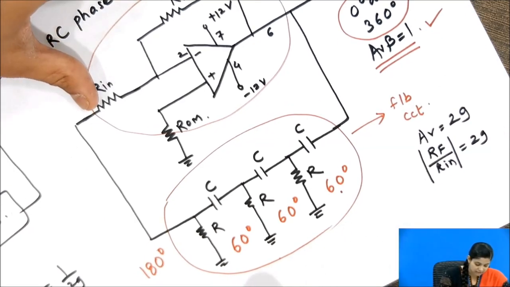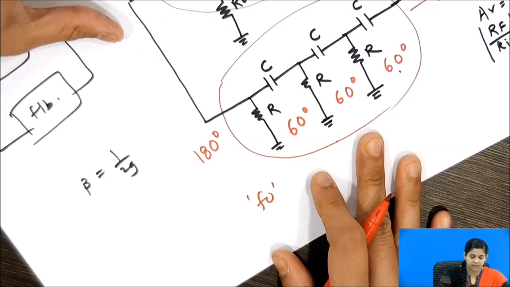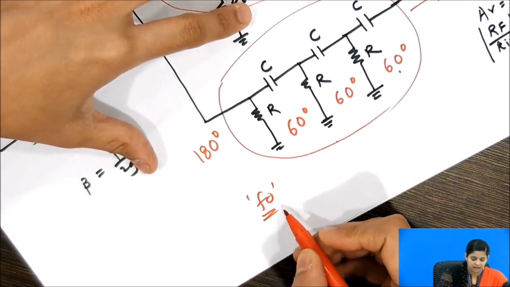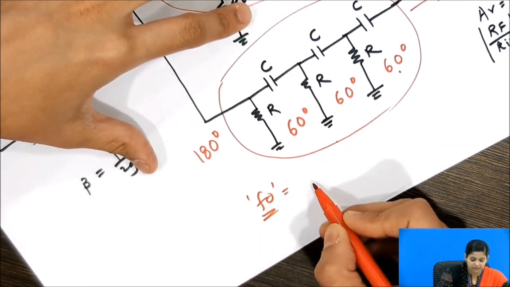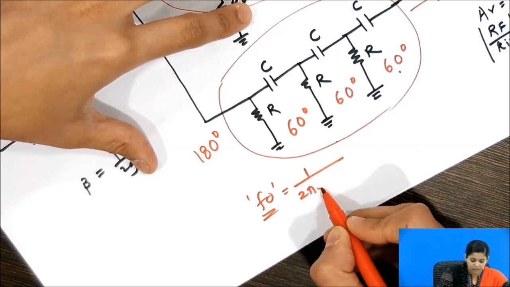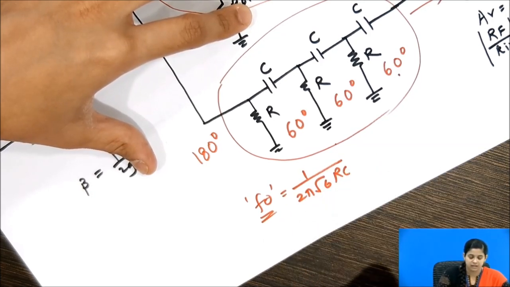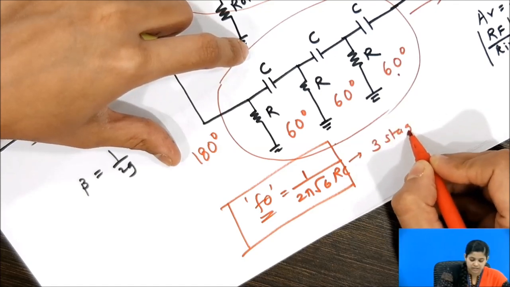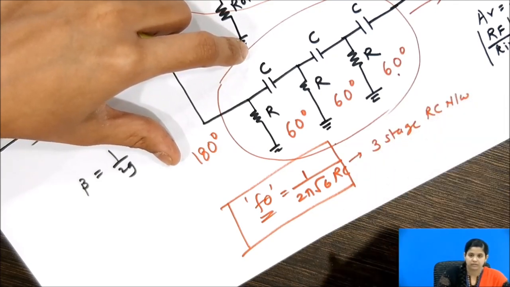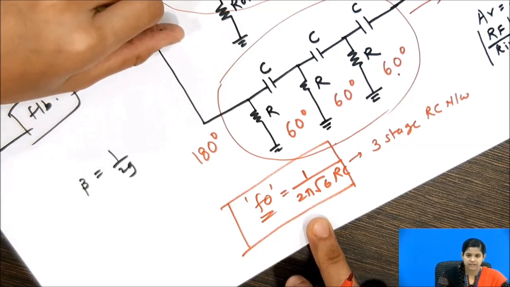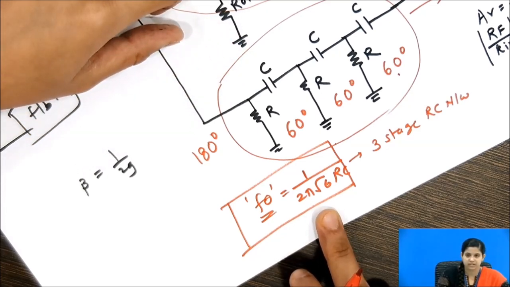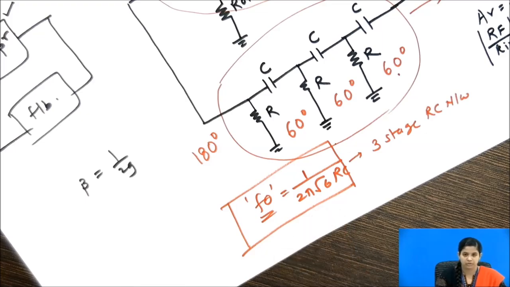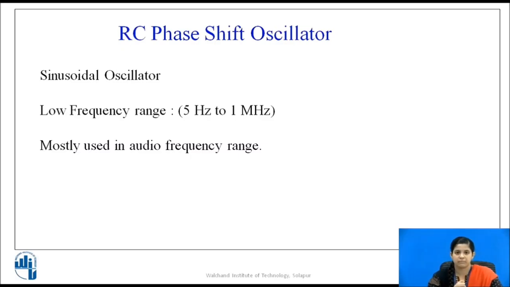Now, these two conditions are satisfied at a particular frequency, called F0. F0 is the frequency of oscillation, and it can be given as 1 by 2 pi root 6 into RC. It is for a 3-stage RC network. It is the frequency of oscillation which will give us the sustained oscillation output. This RC phase shift oscillator can be used in low frequency ranges, nearly 5 Hz to 1 MHz, and it is mostly used in audio frequency range applications.